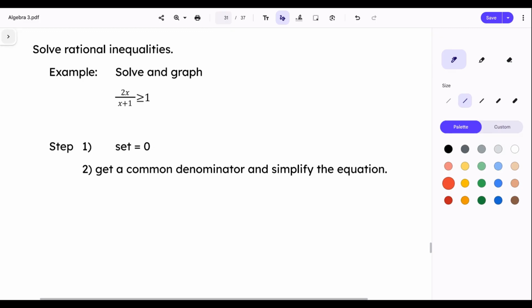So just like we did with the polynomials though, we want to make sure that our equation is set equal to 0. So if it's not already, you need to do that first. So first thing I'm going to do is move this 1 over to the other side. I'm just going to do that by subtraction. And so it's going to say 2x over x plus 1, and then we're going to move that 1 over by subtracting it, and that's going to be greater than or equal to 0. Okay, that's step 1. Sometimes it'll be done for you, sometimes it won't. You'll have to maybe move something over like that.